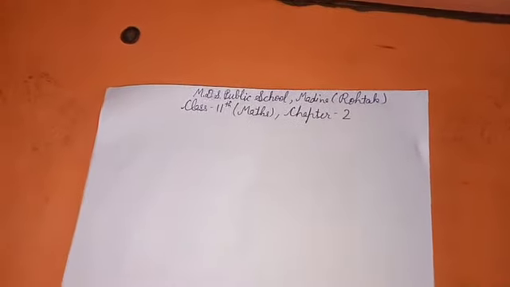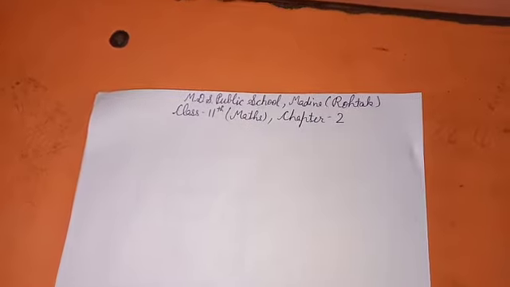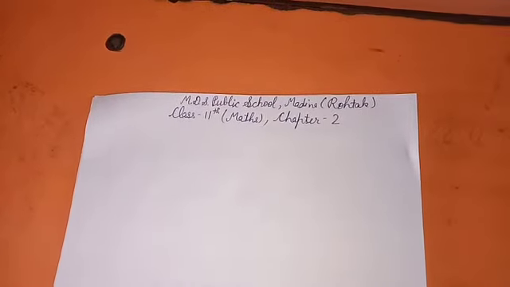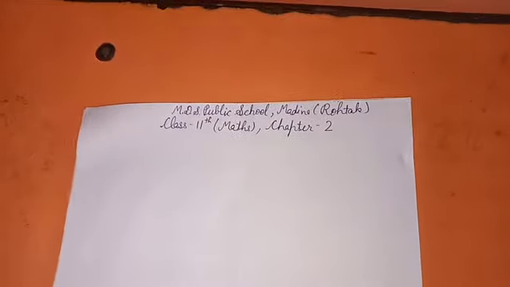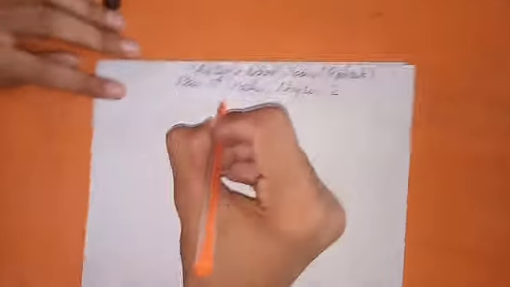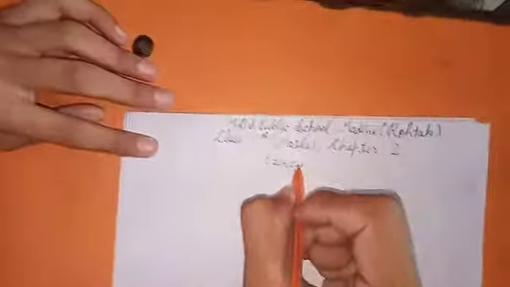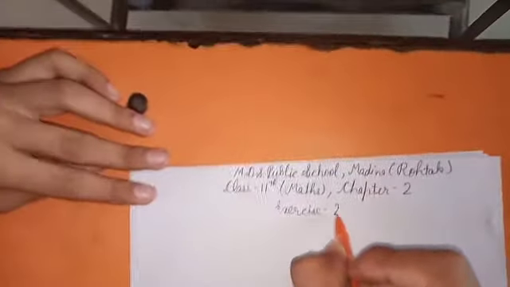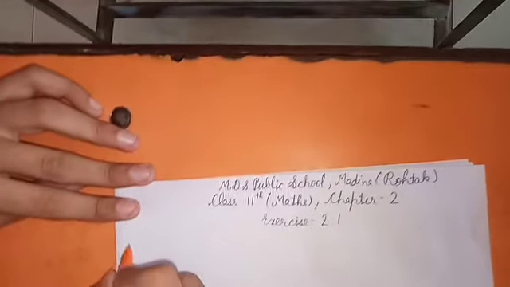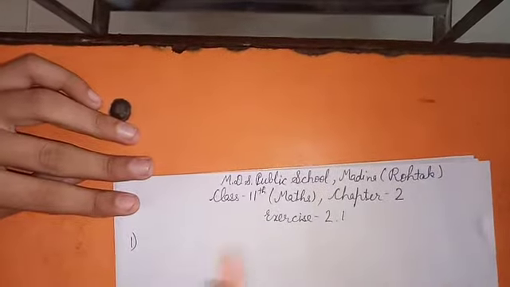if x/3 + 1, y - 2/3 = 5/3, 1/3, find the values of x and y. It is a very easy question. It is our exercise. Which exercise? 2.1.